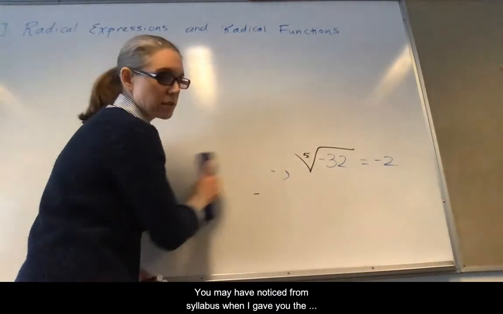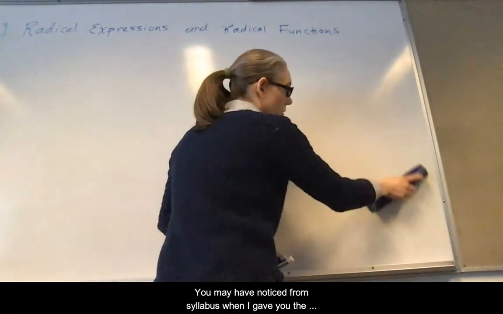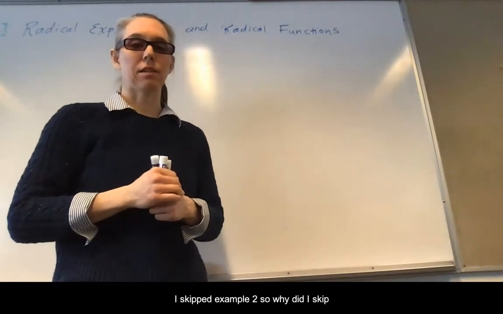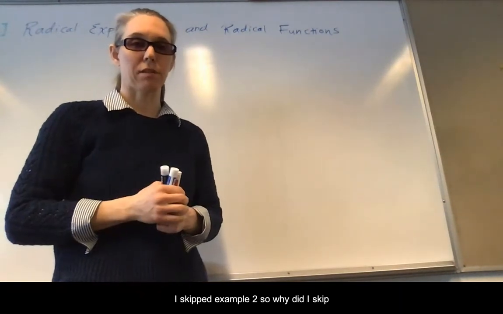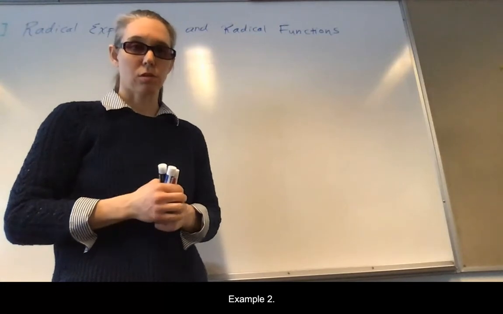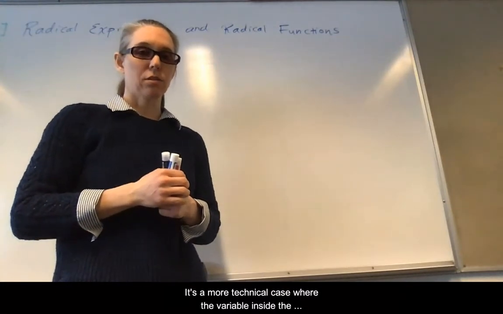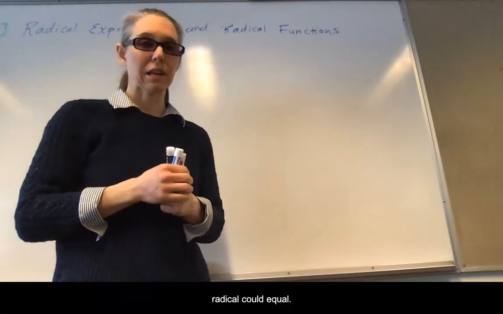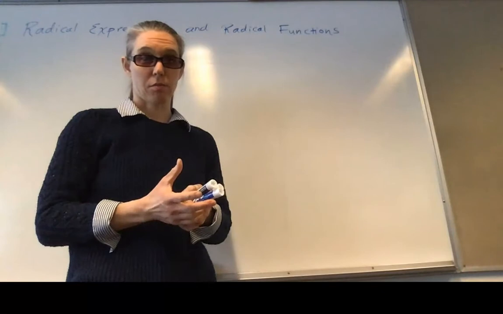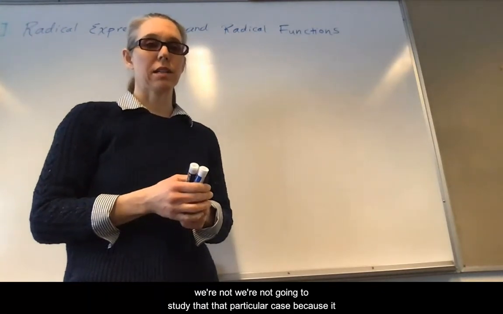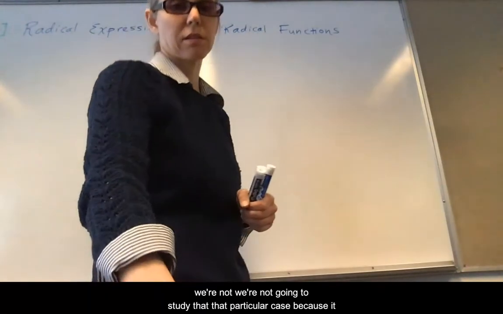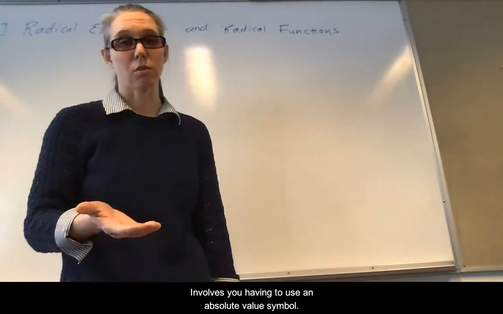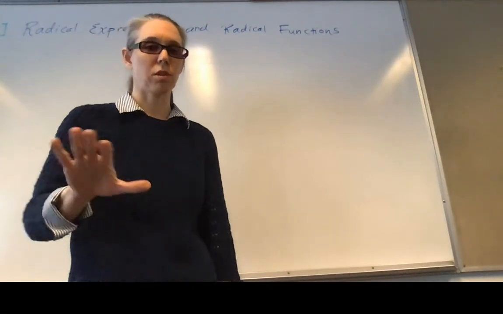You may have noticed from the syllabus, when I gave you the recommended reading, that I skipped example 2. So why did I skip example 2? Example 2 is a more technical case where the variable inside the radical could equal a negative number, all right? And we're not going to study that particular case because it involves you having to use an absolute value symbol when you simplify, and we don't need to go there.